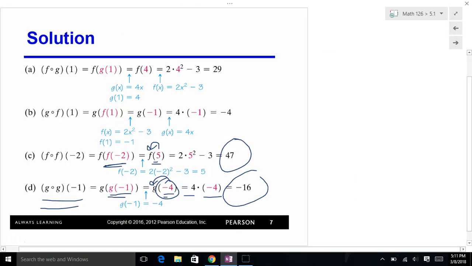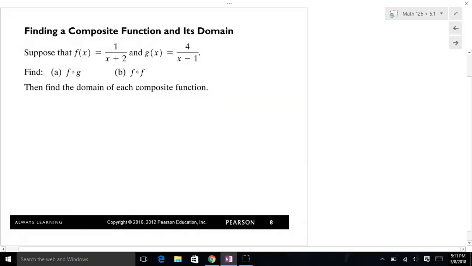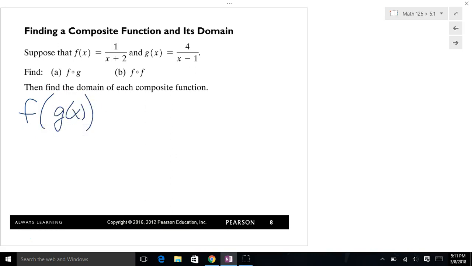Alright, let's go back now. And now let's find the functions without the values. So let's find f of g here. First I'm going to find what's my g. Well, my g of x is 4 over x minus 1. So 4 over x minus 1 is going to go into f.